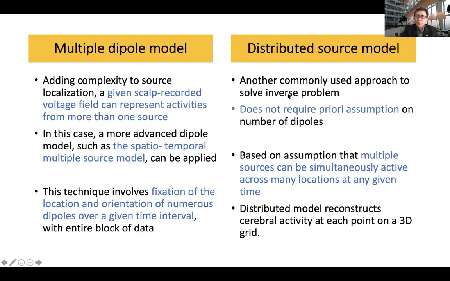For the distributed source model, another commonly used approach to solve the inverse problem does not require a priori assumption on the number of dipoles. It is based on the assumption that multiple sources can be simultaneously active across many locations at any given time. So the distributed model reconstructs cerebral activity at each point on the 3D grid.